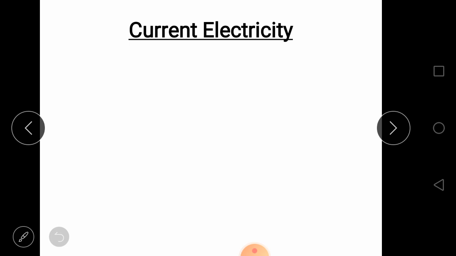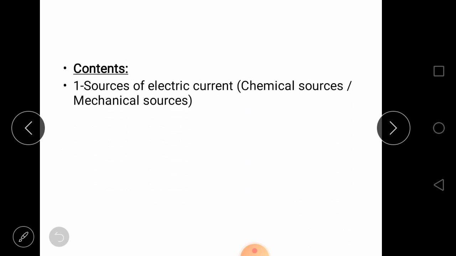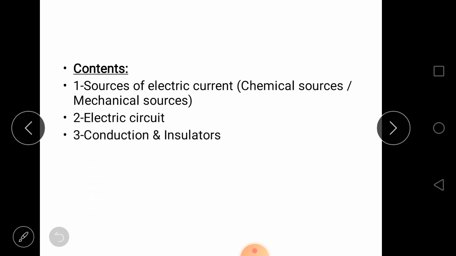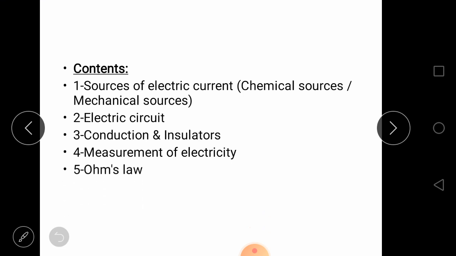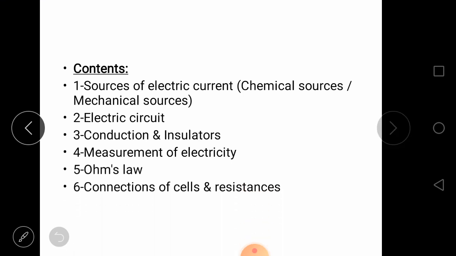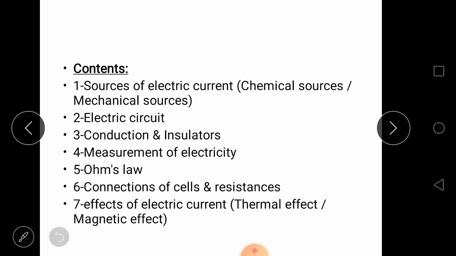Welcome back again. This is the second video of current electricity. We have here some items: the sources of electric current, chemical and mechanical. We have electric circuit, conductors and insulators, measurements of electricity, Ohm's law, connection of cells and resistances, and effects of electric current.